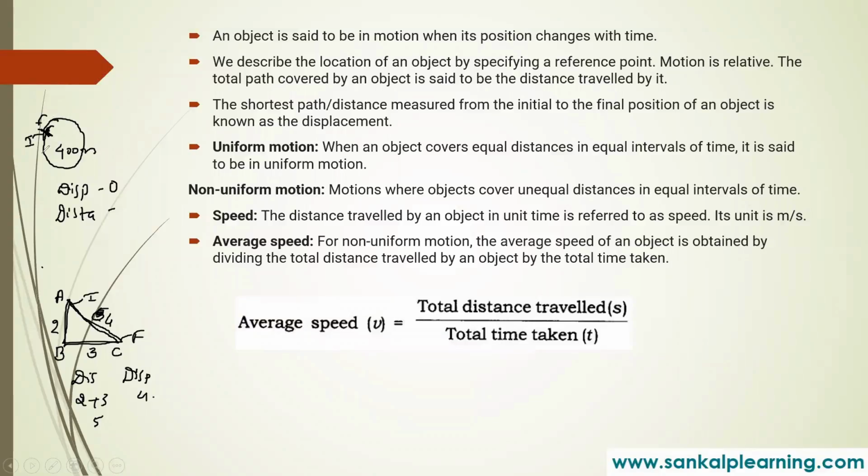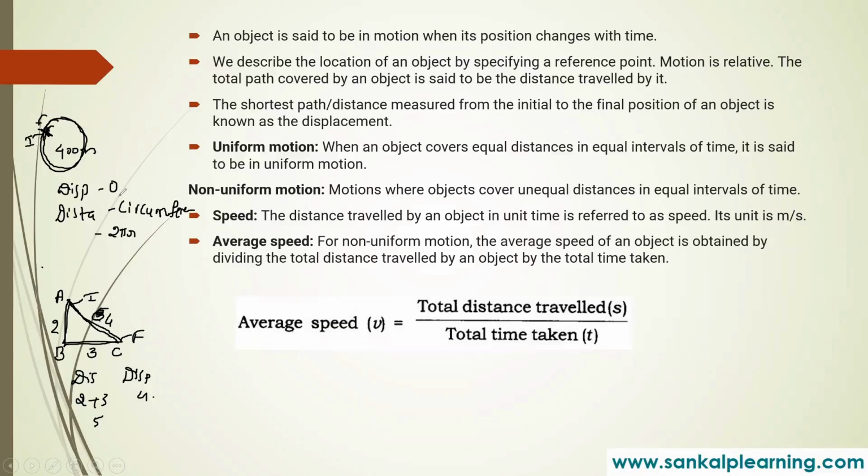This is a circular track. This is nothing but what? We call it the circumference of the circle. What is the formula for the circumference of the circle? It is 2 pi r. Circumference of the circle is given by 2 pi r. So this is how the body is covering the distance and displacement is 0.